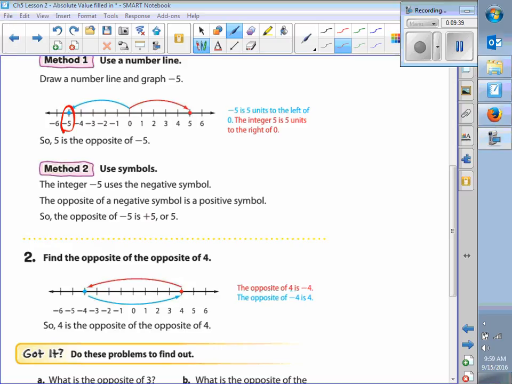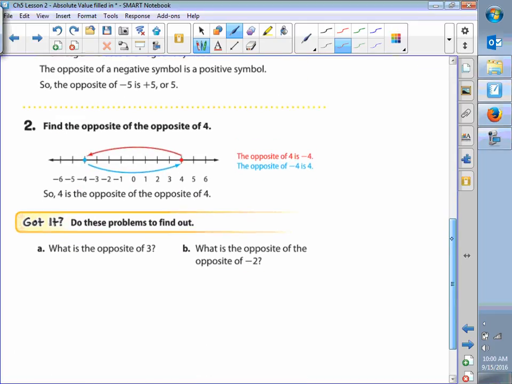Now, do I always have to put a plus in front of a positive number? No. If there's no sign in front of a number, it's positive. Okay? All right. So here we want to find the opposite of 4. What's the opposite of 4? Negative 4. Very good.